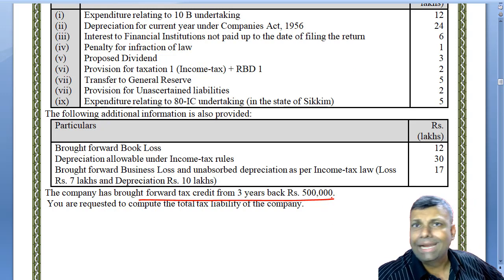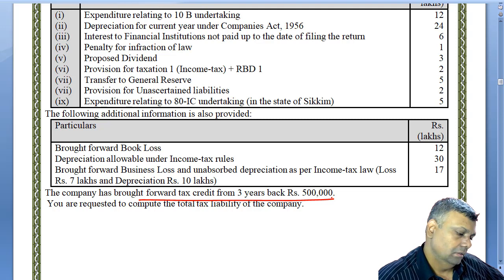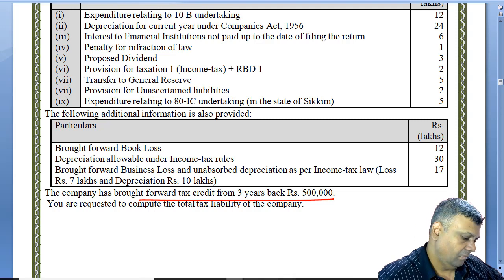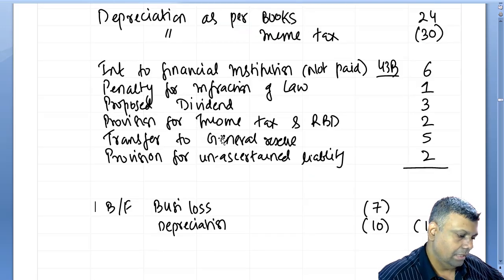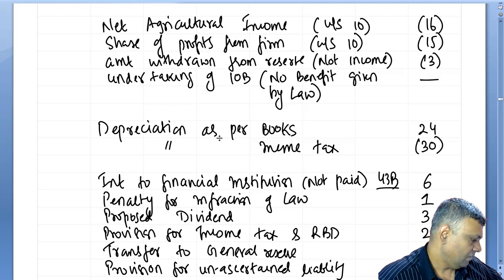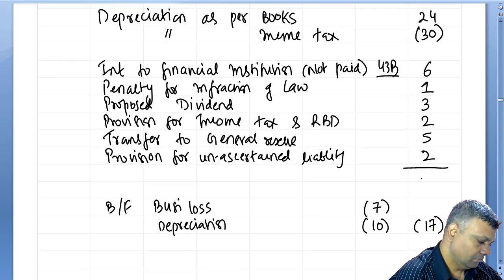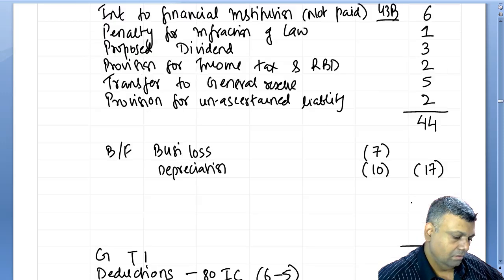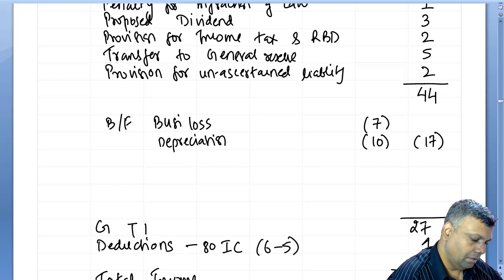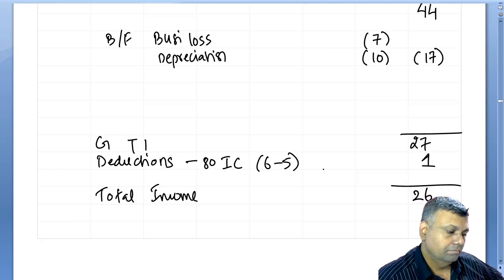The company has a brought forward tax credit, and that adjustment will come when we do the tax liability calculation. So that doesn't come right now. So now we got to start using our calculator, get the total income figure as the topmost priority, and come to this. Okay, so you have 65. Come on, take the totals. Gross total income, and the total income.